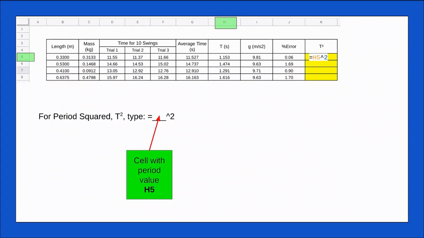And then the last calculation that needs to be done in the table is period squared, which is just this value for period, which is H5 squared. So all I need to do is type in equals, click on that cell, do the caret and 2. Okay, so those are all the calculations that you need to do in order to be able to graph the period squared versus length.